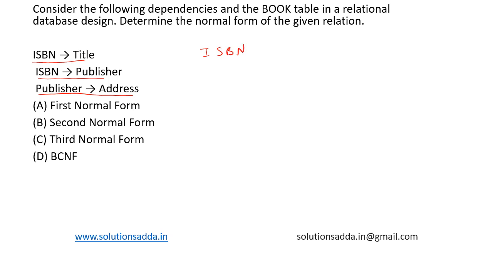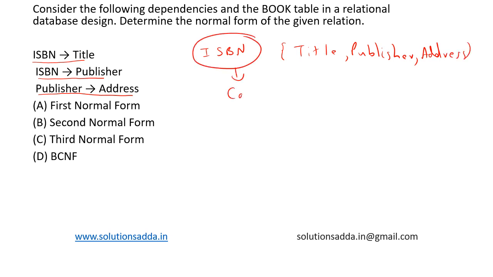as using ISBN we can derive the rest of the attributes, that is title, publisher and address. So ISBN is the candidate key. Now with ER modeling we get the relation in first normal form. So for second normal form we shouldn't have any partial dependency. Since the candidate key is having only one attribute, there is no partial dependency involved. So it is in 2NF.